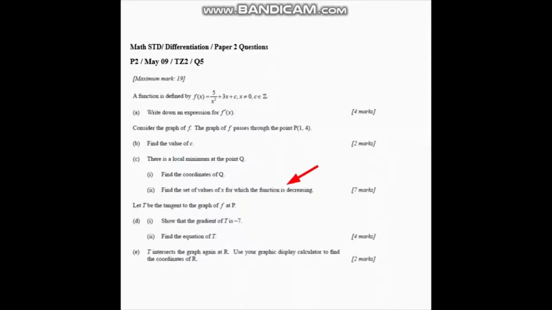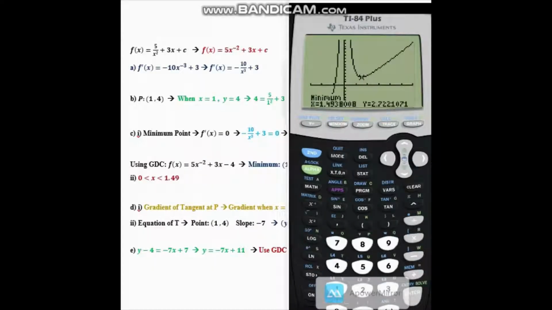Next, you need to find the set of values of x for which the function is decreasing. We can tell from the graph that the function is decreasing before this point, so in this region right there, and this region extends from 0 to the minimum point, which we have found to have an x coordinate of 1.49. It's still written on the GDC right there. So from 0, bear in mind that the curve does not touch the y-axis. So 0 is less than x, and x is less than 1.49.